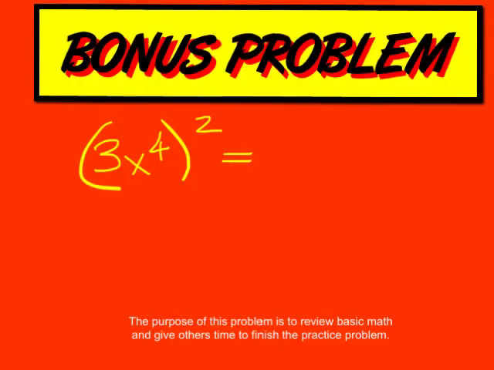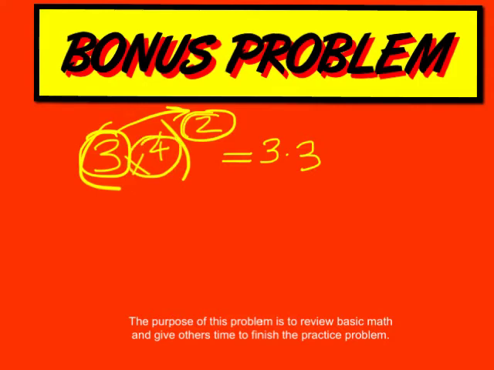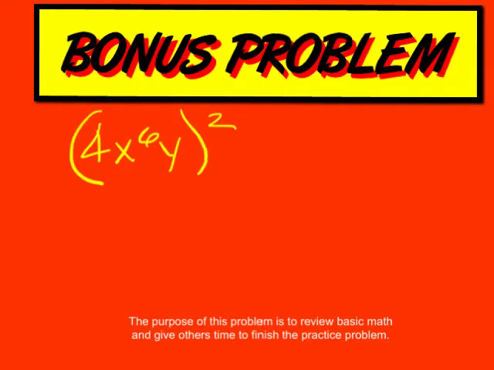Solution for the bonus problem: you're not multiplying 3 by 2 out here. It's 3 to the second power. So it's 3 times 3. And then x to the fourth to the second is x to the 8th. That 3 times 3 is 9, so it should be 9x to the 8th. For this bonus problem, it should be 4 to the second power, which is 16, and then you multiply 6 by 2 to get 12, and then y to the first power to the second power, that's 1 times 2, y to the second.